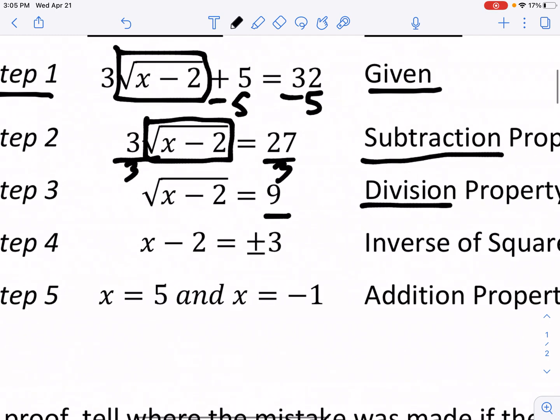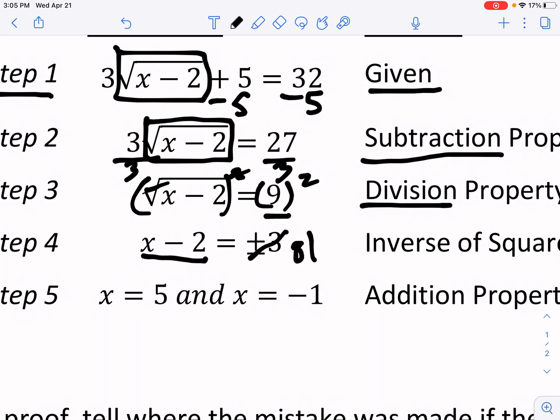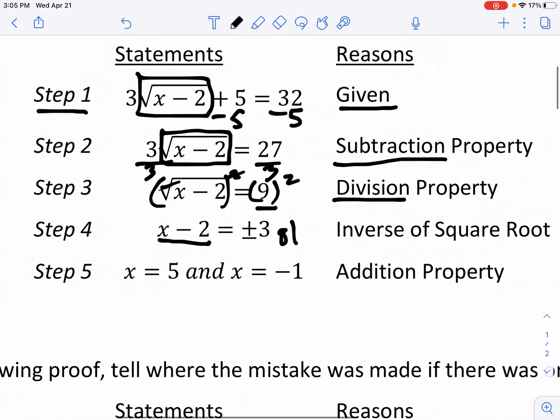Well, the square root is now isolated, right? So wouldn't we square both sides? Yeah, we would square both sides, and we know that our inverses would cancel, and we'd get x minus 2. And then 9 squared, 9 times 9, would actually be 81. So it looks like that's where the problem is. They got a plus minus 3 instead of 81. So they didn't do the opposite. They didn't square both sides. In fact, they square rooted the 9 to get to a 3 instead of squaring it.